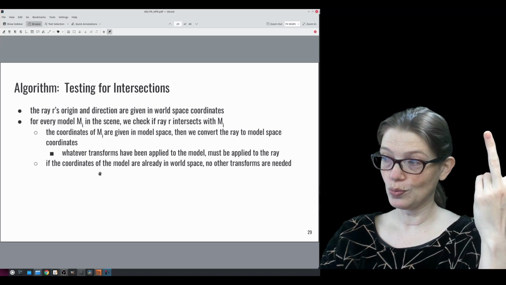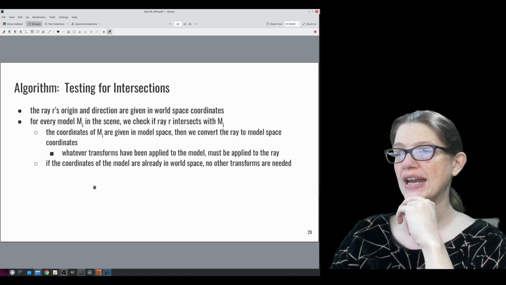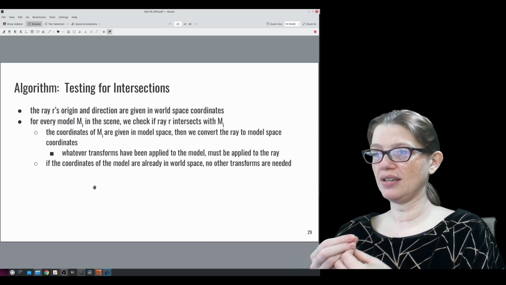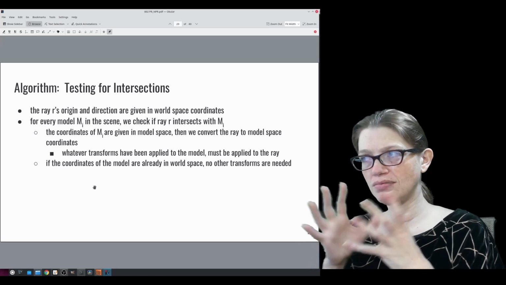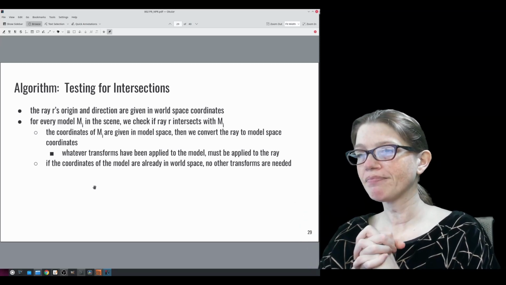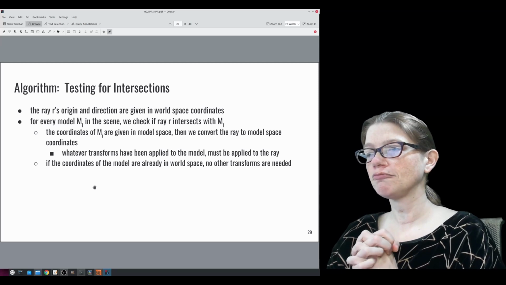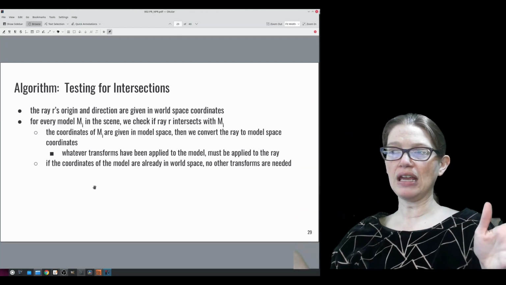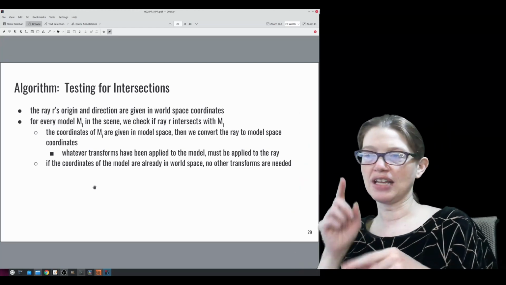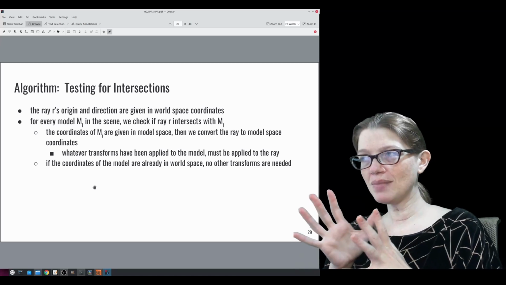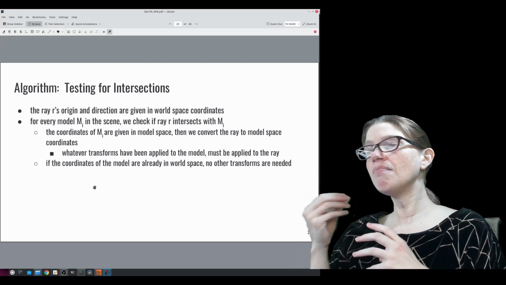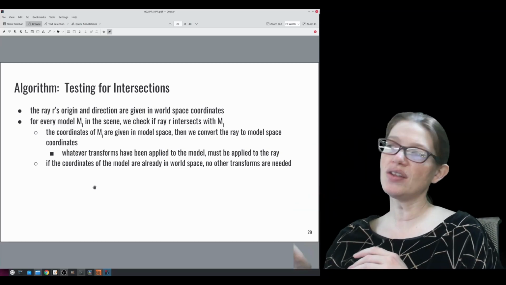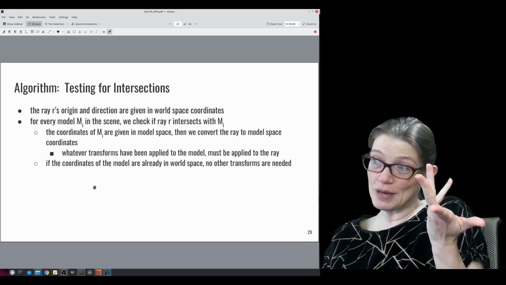Step 2. We need to test for intersections. We need to know what object this ray is going to intersect. So what we're going to do is, for every model in the scene, check if that ray intersects with the model. Sometimes this can be a little complicated because the model typically has the vertices of each of its little components given in model space coordinates, but our ray is in world space coordinates.